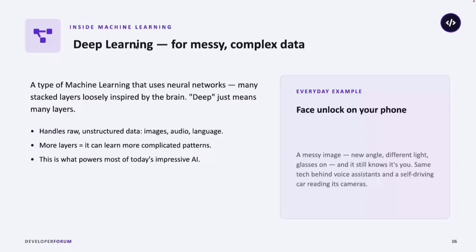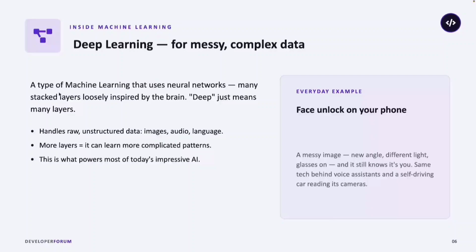Now we go one circle deeper, which is deep learning. Deep learning is a specific type of machine learning. Basically, deep learning uses something called a neural network, a system which is loosely inspired by how the neurons in our brain connect.